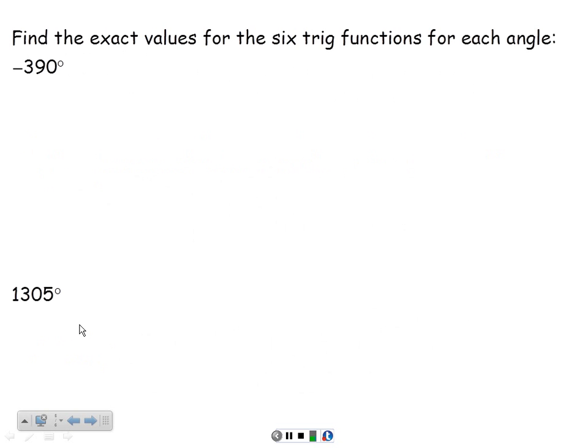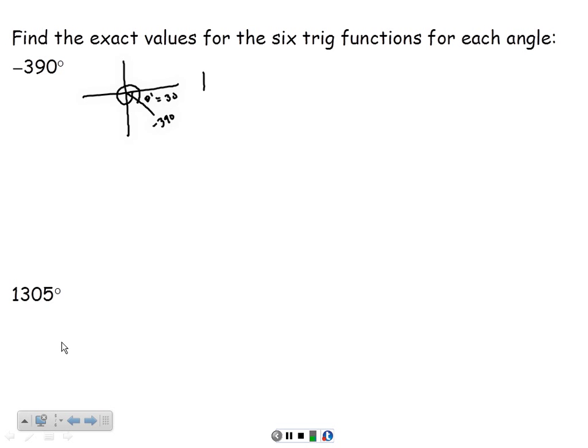Alright, so find the exact values for the 6 trig functions for each angle. So let's do this again. Alright. So we're talking about negative 390 degrees. So I know that that's a full rotation and a little bit more. So let's see if we can find this reference angle here. If we do 390 minus 360, that's going to be 30 degrees. So that reference angle is going to be 30 degrees.